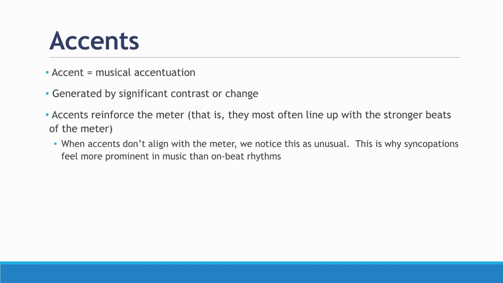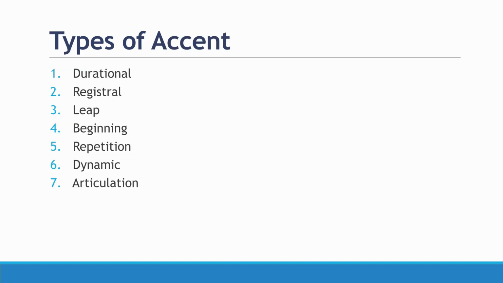Note that this won't always happen and it will vary a little bit by style. But when accents don't align with the meter, we actually notice this as unusual. And that's why syncopations feel more prominent in the music than regular onbeat rhythms. So it's really those offbeat things are going to be a moment to notice rather than something that feels like it's regular. I'm going to talk about 7 different kinds of accent in this class.